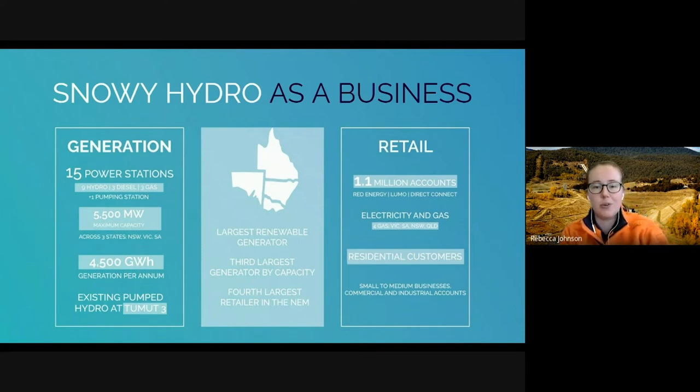Now, in addition to water, Snowy Hydro also has other forms of energy, which is through our gas and diesel plants, like Sarah mentioned before. So these are located throughout New South Wales, Victoria and South Australia. And this brings our total number of power stations to 15. And in addition to that, we're also constructing the new gas and diesel site in the Hunter Valley and a new pumped hydro station, Snowy 2.0.